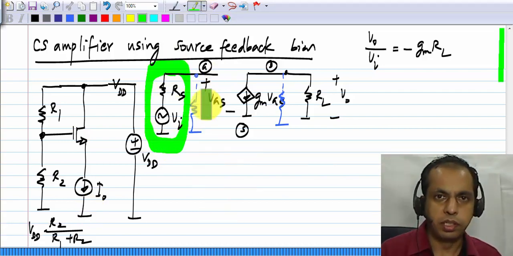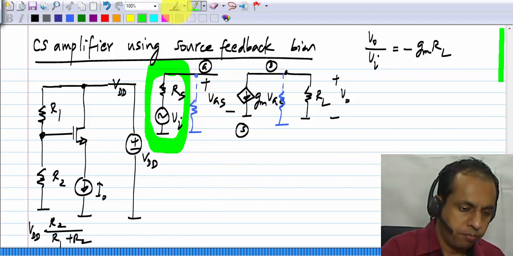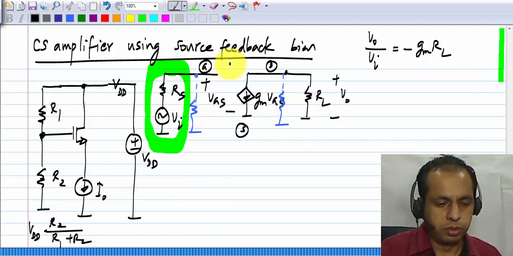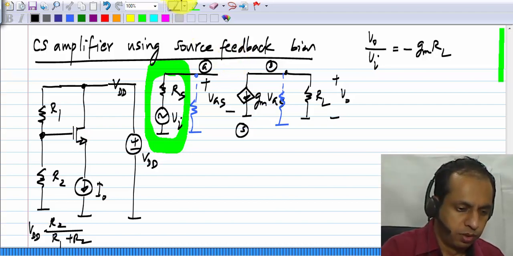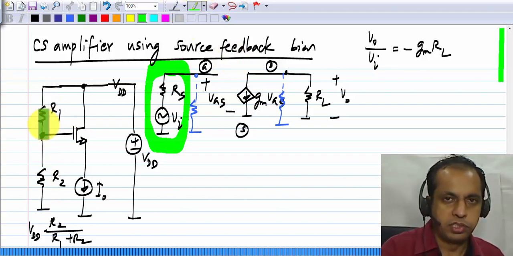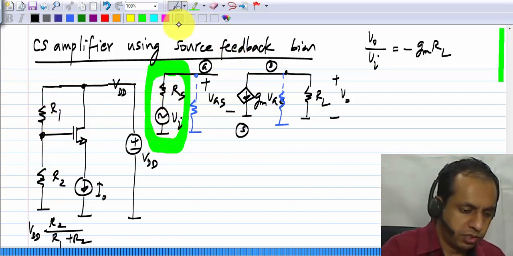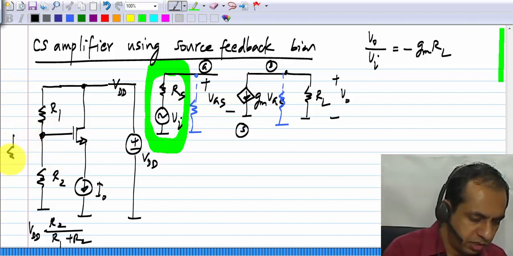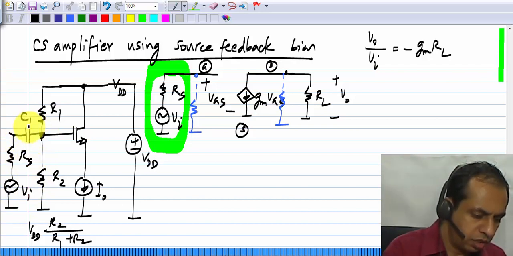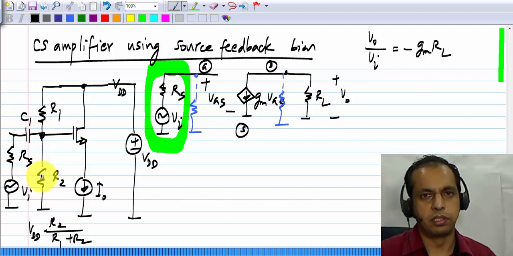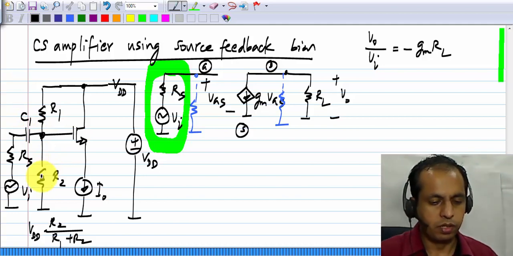Then the signal source must be applied to the gate of the transistor. How do we do that? I won't spend much time on this. We have done this many times now. This part establishes the bias. To add the signal from this, what we have to do is connect Vi, Rs, and a coupling capacitor C1.